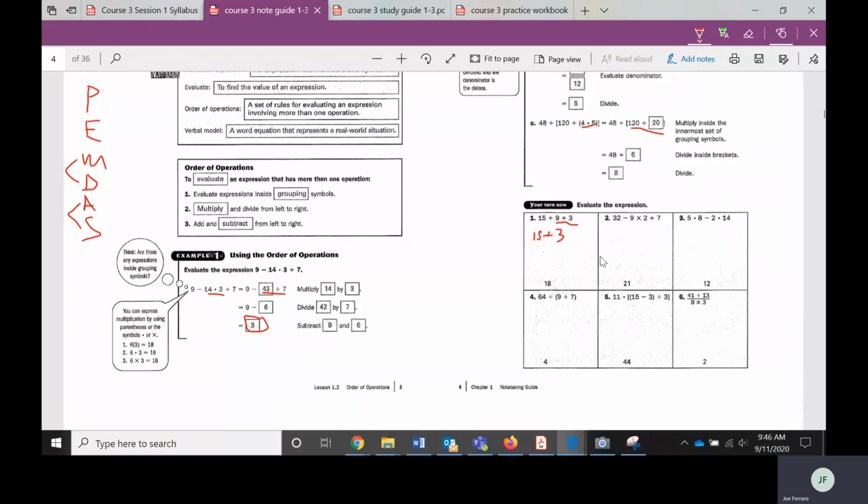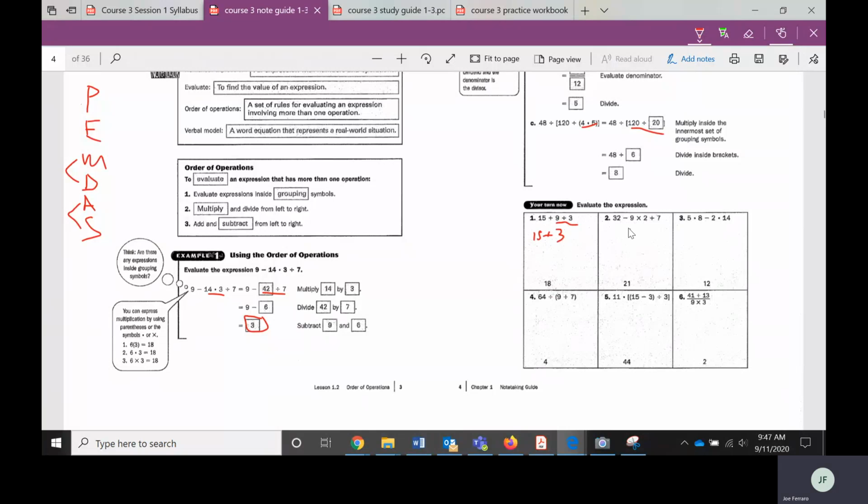Number 2 here, 32 minus 9 times 7. Divide, or that looks like a plus 7. Yeah, I think. Trying to read my own writing. Let me see the paper here.